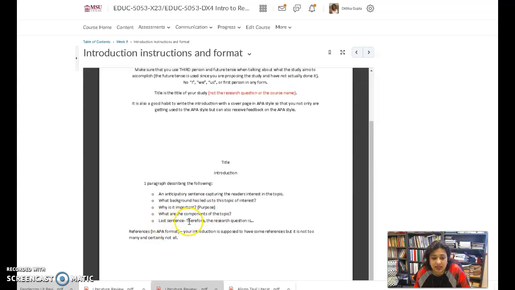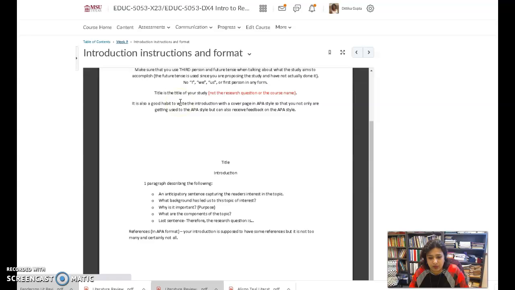And then the last sentence is going to be, therefore, the research question is. So all of this needs to flow together, needs to connect together. Once you do the components, you can add a sentence that connects with the research question. But you're going to end your introduction with your research question. It doesn't need the variables, it doesn't need the type of study, only the research question.